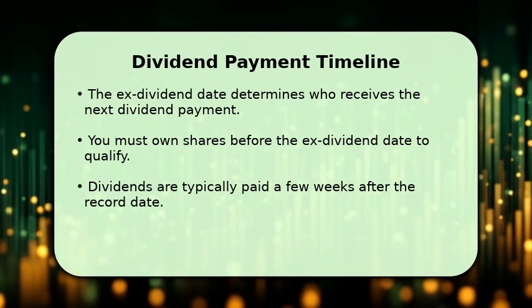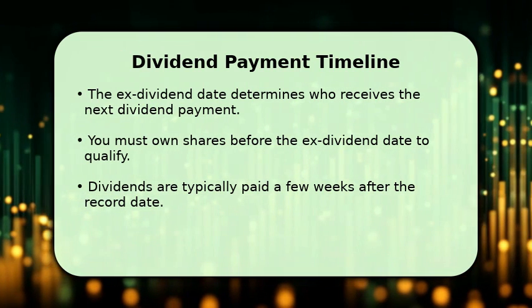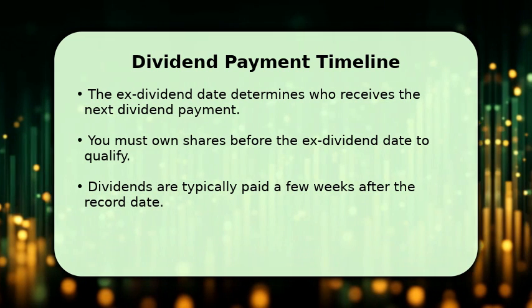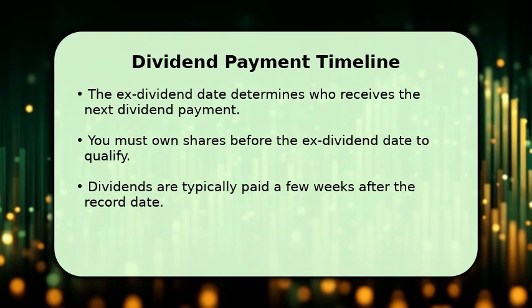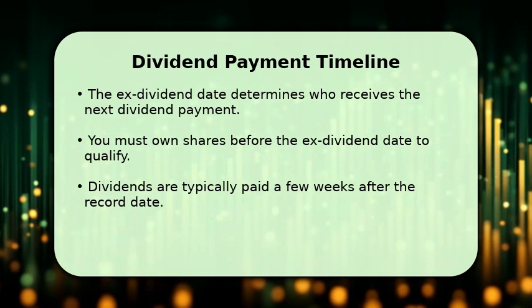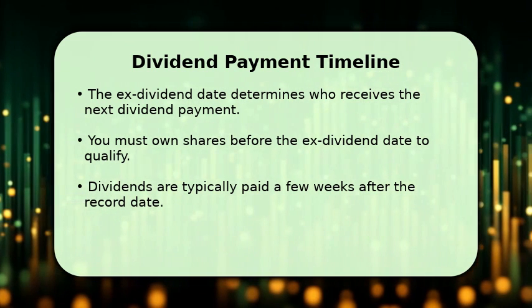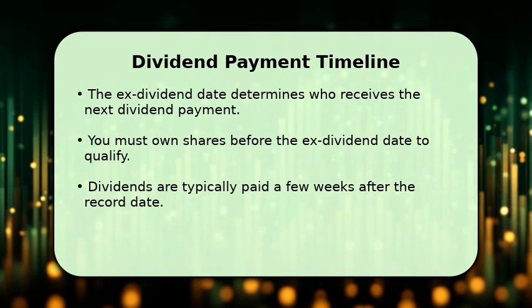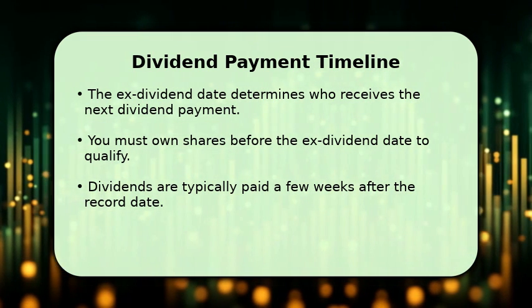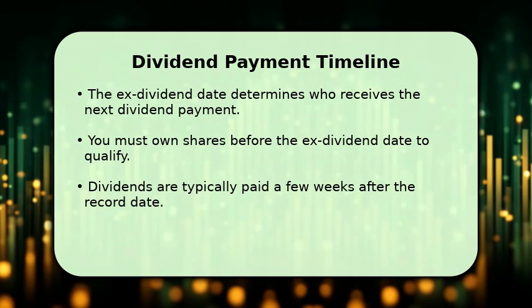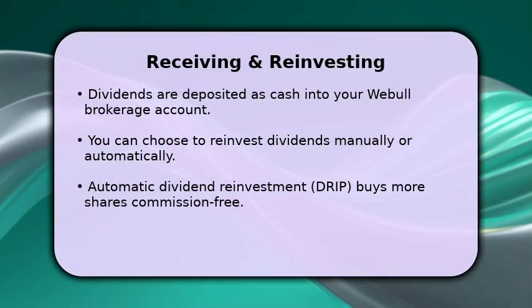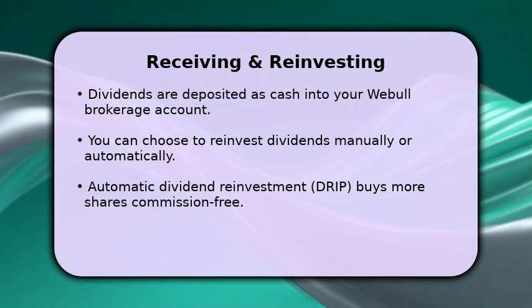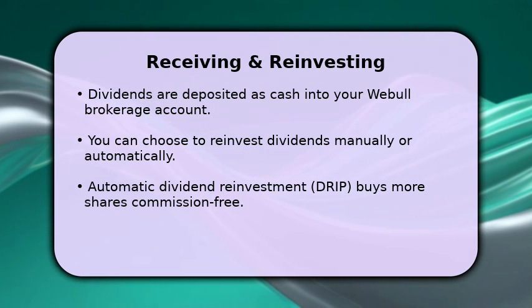The ex-dividend date is key. You must purchase shares before this date to be eligible for the upcoming dividend. If you buy on or after the ex-dividend date, the previous owner receives that payment. The record date follows, identifying shareholders. Finally, the payment date is when the dividend cash is deposited into your Webull account, usually a few weeks after the record date. Once a dividend is paid, the cash is automatically deposited into your Webull brokerage account.